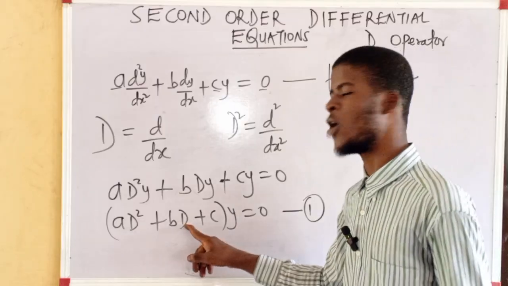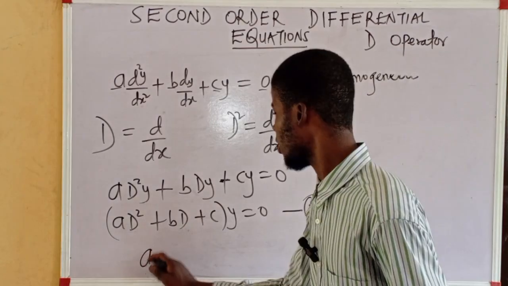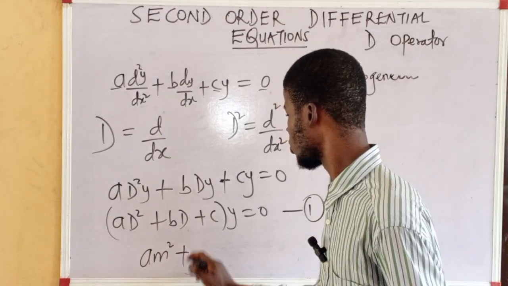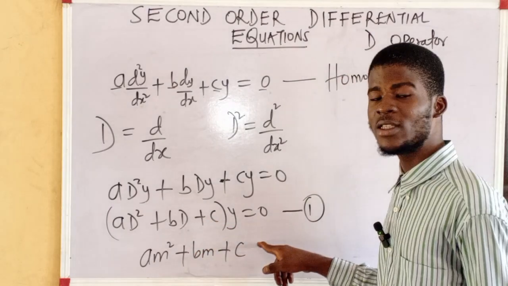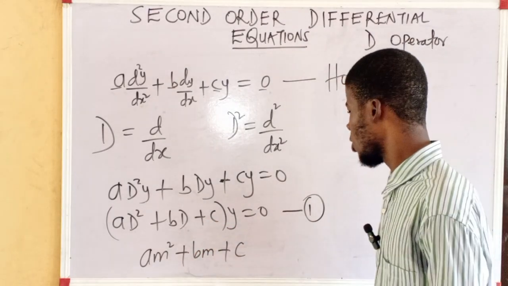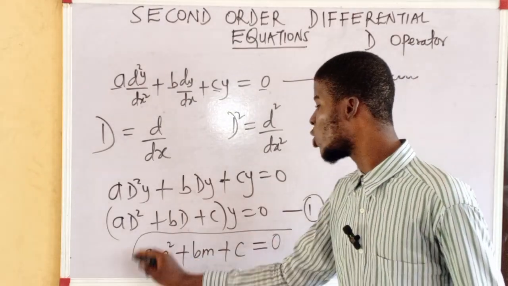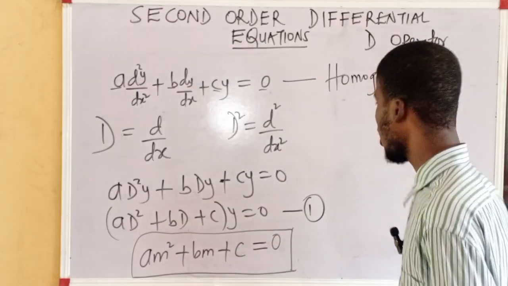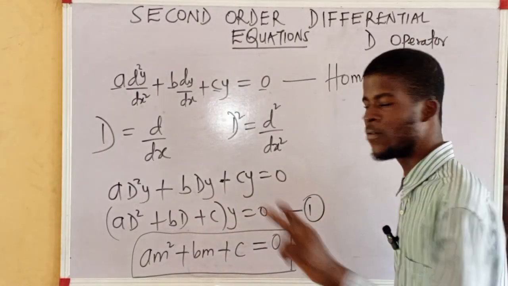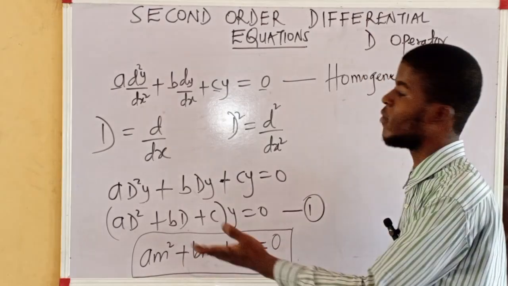In place of D, I'll write m. A m squared plus bm plus what? C. To get the auxiliary equation, we'll set this to 0. So this equation is what we are going to solve, and we will obtain two values for m because it is quadratic.